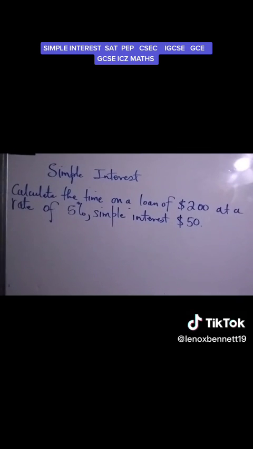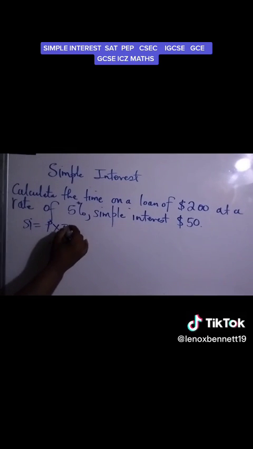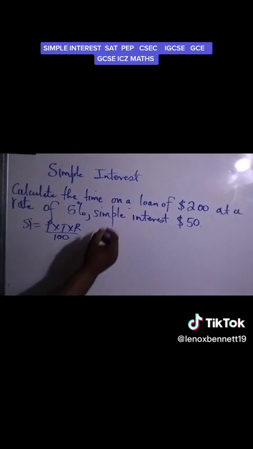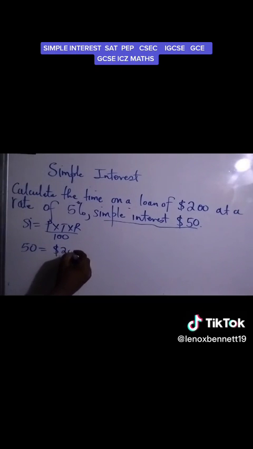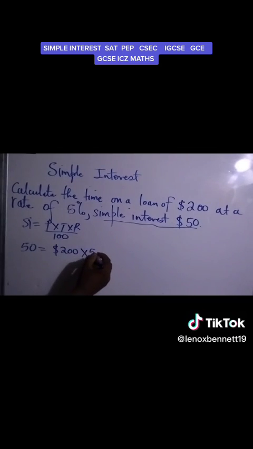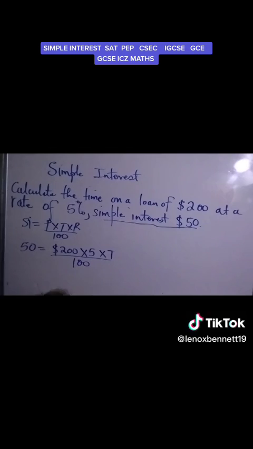Alright, next one says calculate the time on a loan of $200 at a rate of 5%, and the simple interest amounts to $50. So again, we write out the formula, which is simple interest is equal to P times T times R over 100, and we know that 100 comes from the percentage. Let's proceed. So we identify each. The simple interest is $50, so we say $50 is equal to, what's the principal? If you said 200, you are correct. So it's 200 multiplied by 5. We don't know the time, so we use T, and we have 100.